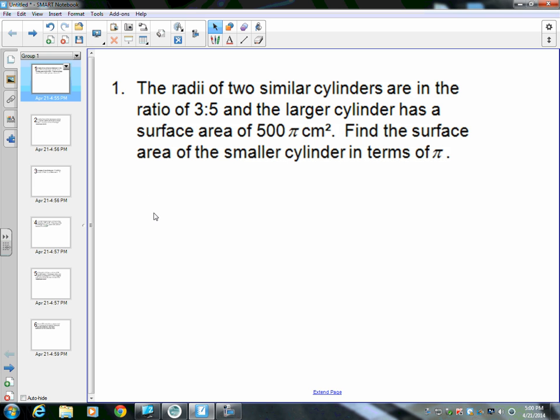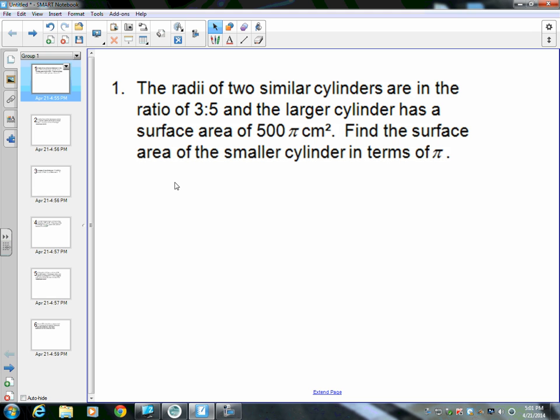It says the radii of two similar cylinders are in the ratio of 3 to 5. And the larger cylinder has a surface area of 500 pi centimeters squared. Find the surface area of the smaller cylinder in terms of pi.